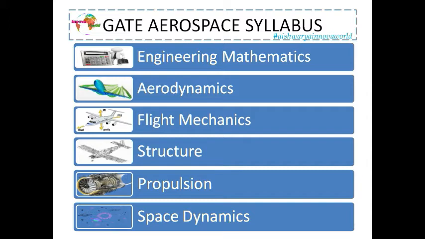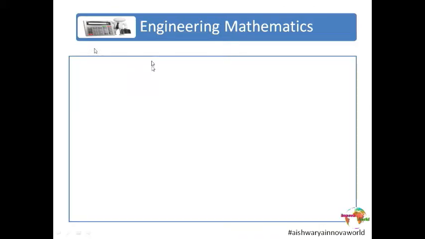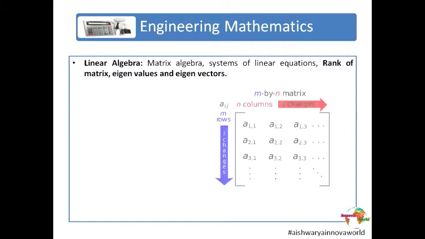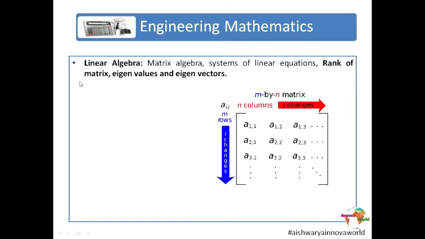Now here I'm going to tell you, among the 6 sections, what you have to study in each section and focus on. First, go to engineering mathematics. First comes linear algebra. In linear algebra you have to study matrix algebra. It's compulsory. Definitely one question will be there from matrices and the rank of a matrix. It's very important, the rank of a matrix.